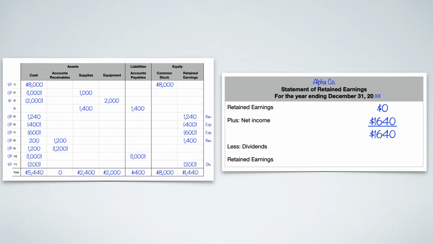From that, we're going to subtract out dividends if we had any. Now, we do have some in transaction 11. We had $200 paid dividends. So we're going to take away the $200, and that will give me an ending retained earnings of 1440. And so again, that's my last number, double lined.